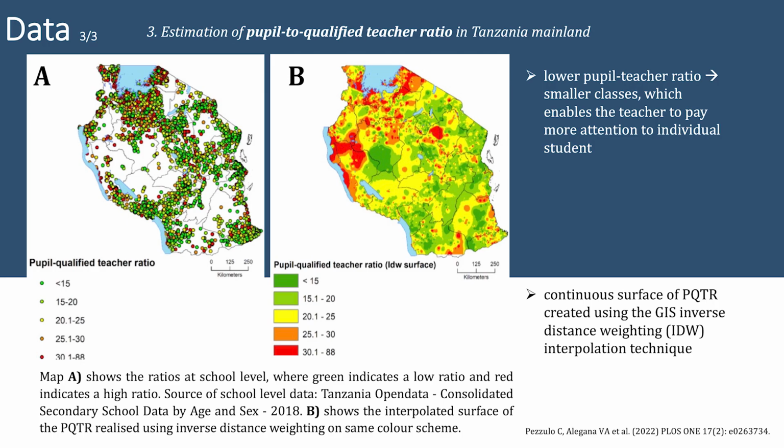And this continuous surface of PQTR was created using an inverse distance weighting interpolation technique. And again, the values of the PQTR were extracted from this continuous surface using each of the DHS primary sampling units, which have GPS locations.